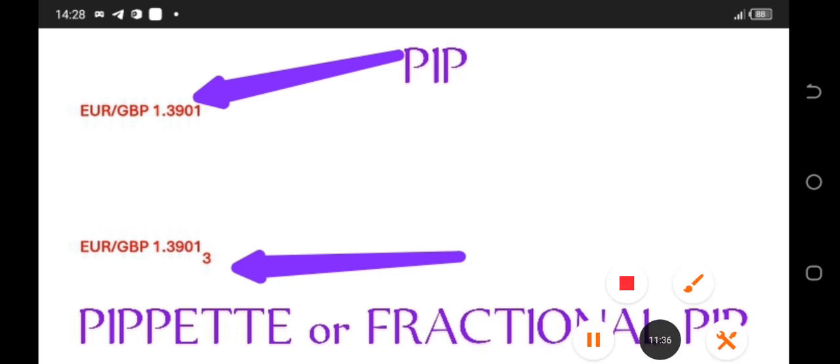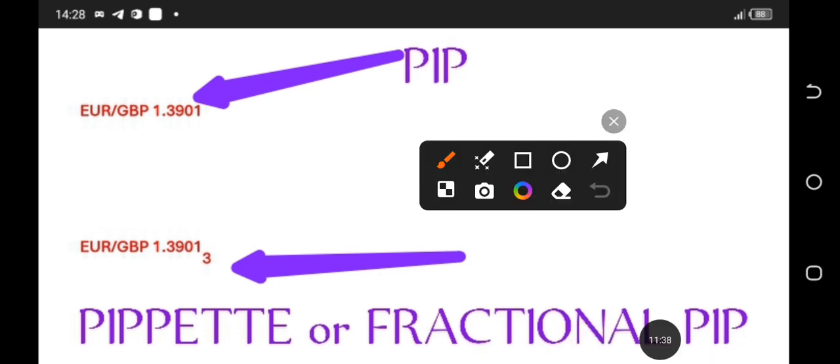So here, this one is the pip, 3 here is the pipet. I hope it is clearly understood, or fractional pip. Okay, that is the pipet or the fractional pip.